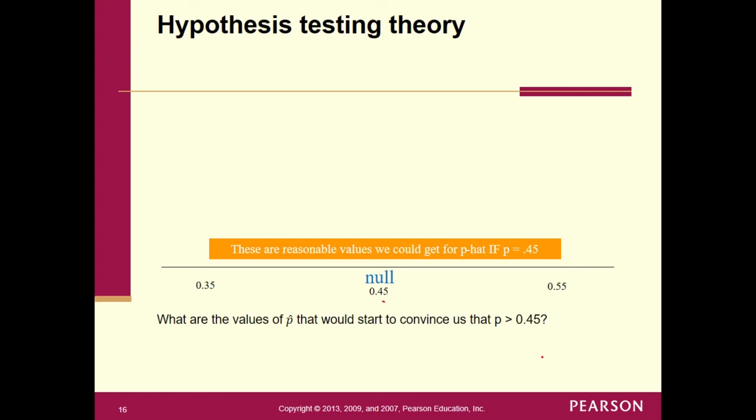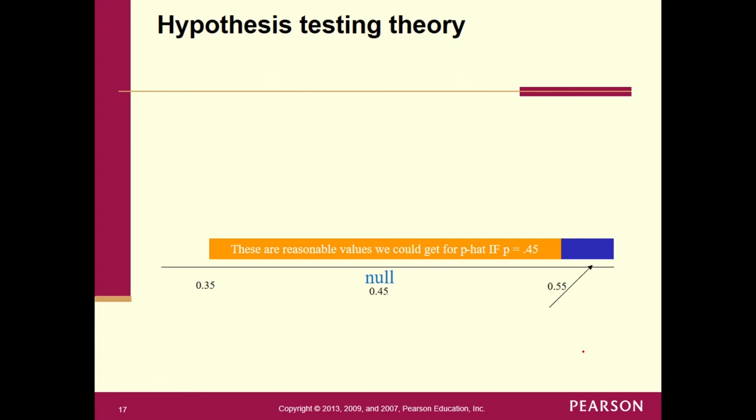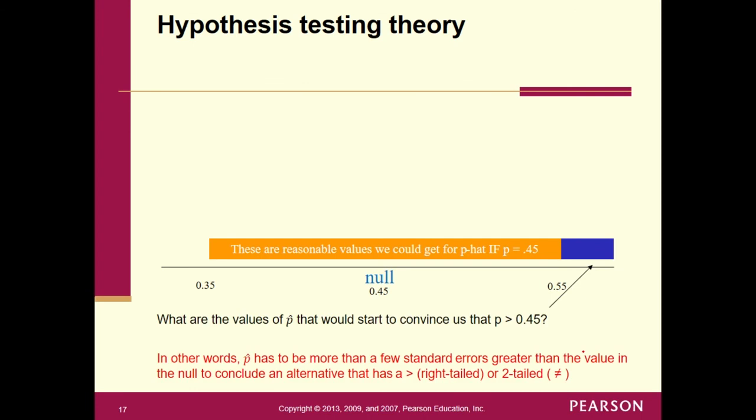So the question then is, what values of p hat would start to convince us that p is actually greater than 0.45? Well, if p hat turned out to be 0.46, that's not very convincing evidence that p is actually greater than 0.45. Why? Because p could certainly be equal to 0.45. Actually, it could be less if you think about it. Let's not get too deep into this. So what values would convince us that p is greater than 0.45? Well, it would have to be stuff way out there.